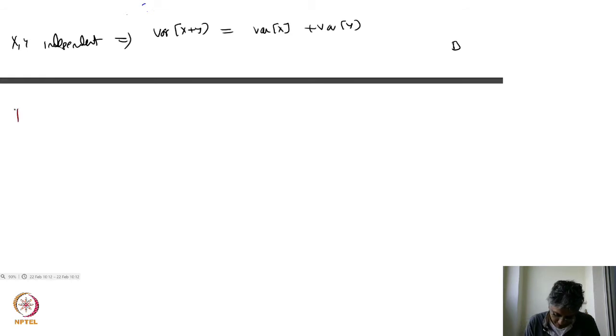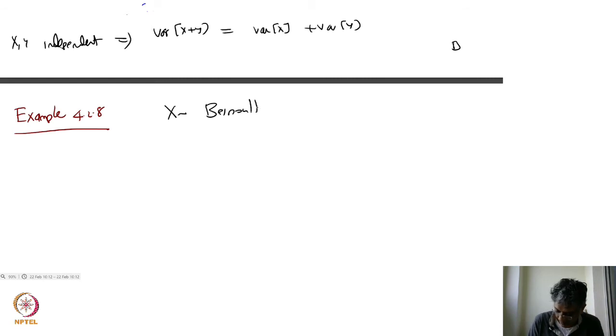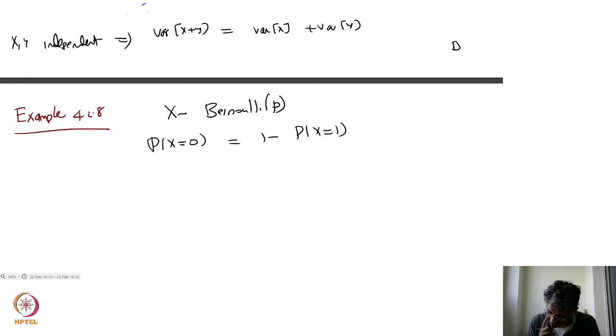So let me do an example. Example 4.2.8. Suppose X is, let's say, Bernoulli(p). That means X takes 0 with probability 1 minus p, and X takes value 1 with probability p. That's the random variable X.